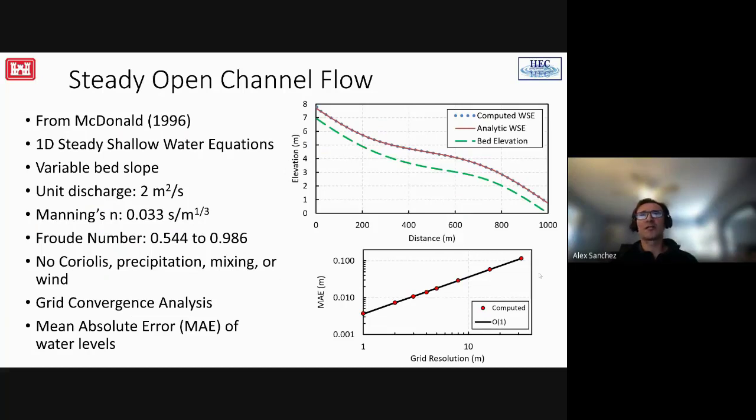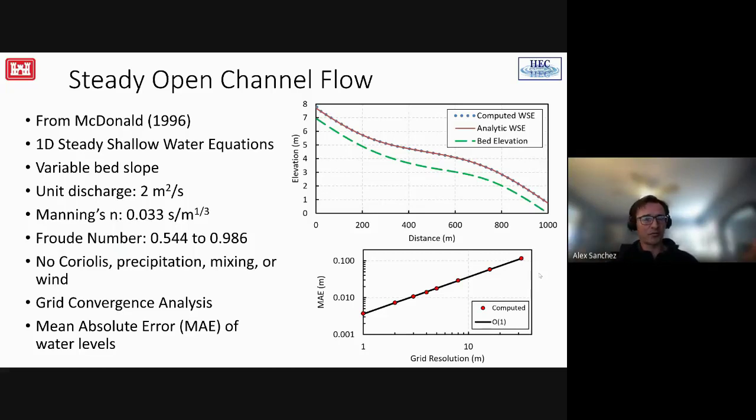Okay, this is another data set that we ran, a steady open channel flow. There's an analytical solution that was developed by McDonald in his PhD dissertation. It's for the shallow water equations, with a variable bed slope, just below supercritical flow. So the Froude number was up to 0.986. And we use this to look at grid convergence.